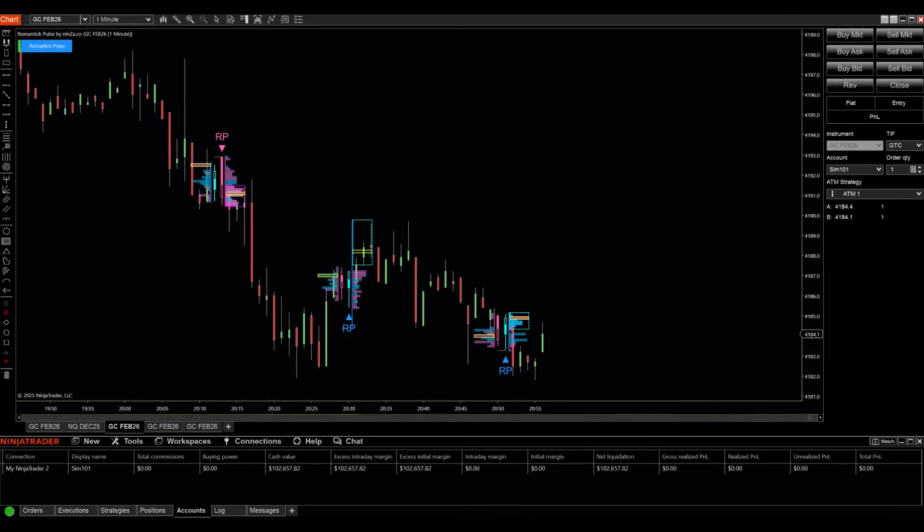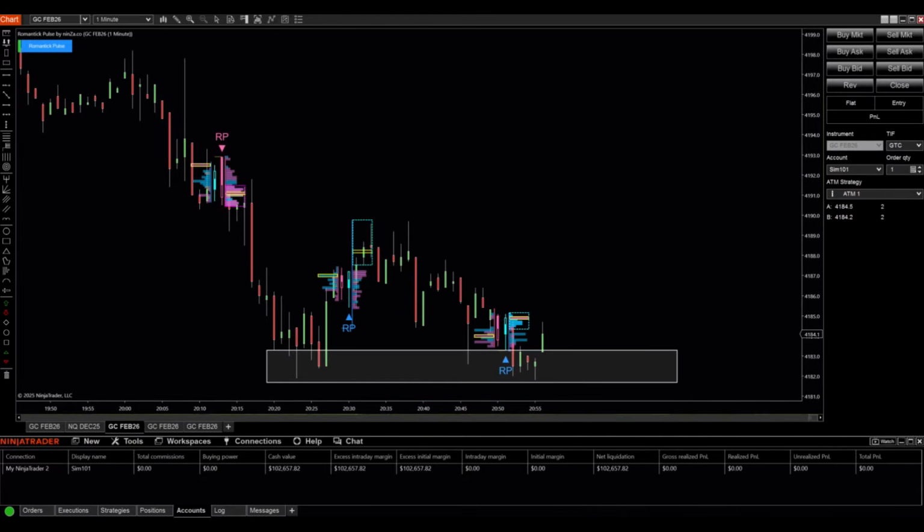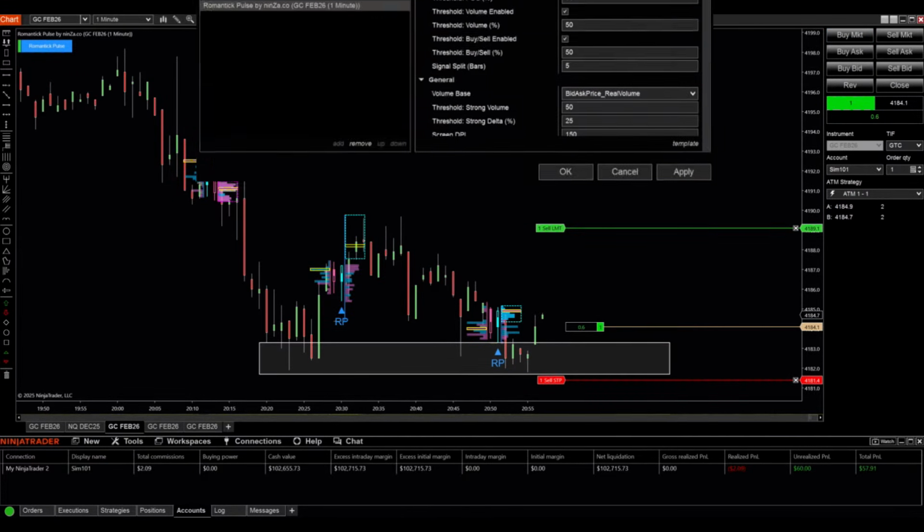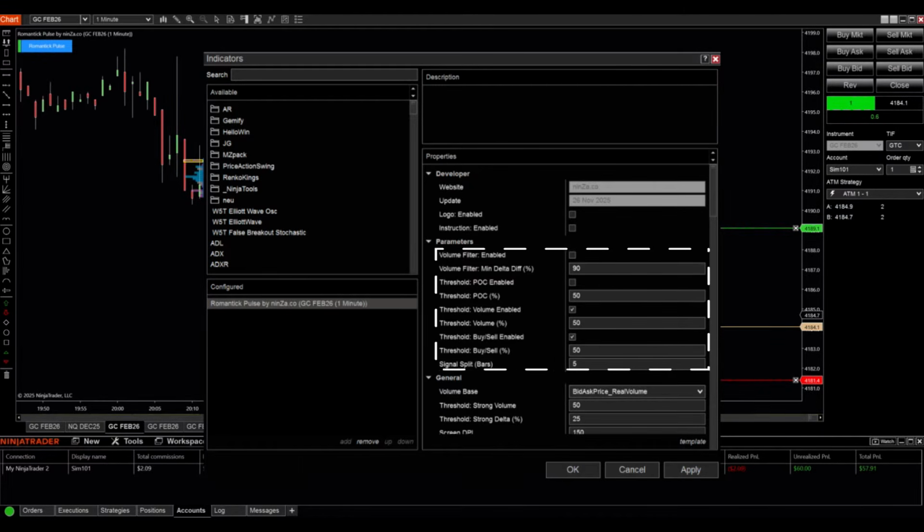Hello, trader! In this video, I'm going to recap a few trades that I executed using the Romantick Pulse indicator, and I'll show you exactly why I entered those trades and how I filtered out false signals. These are the settings that I used to trade.